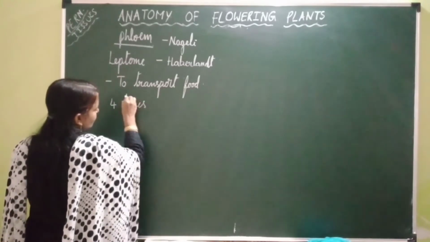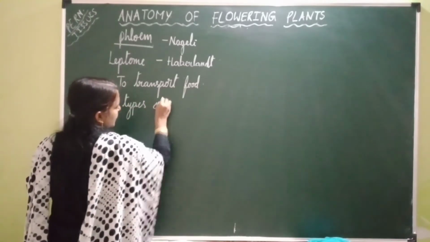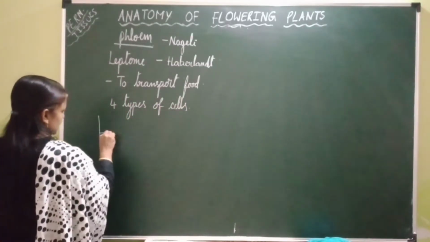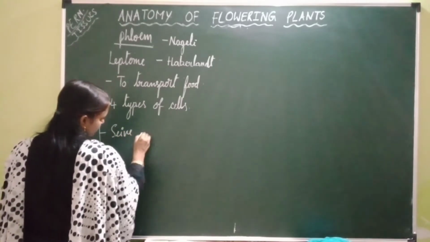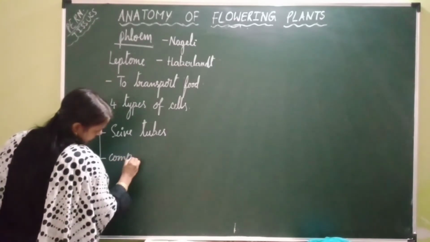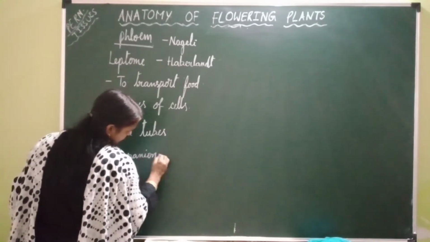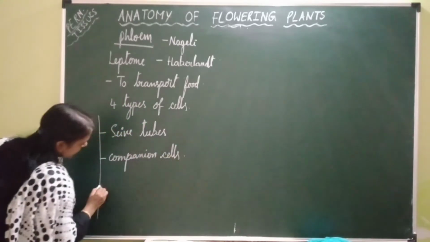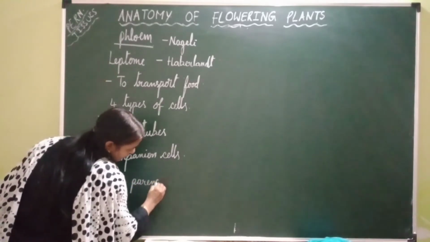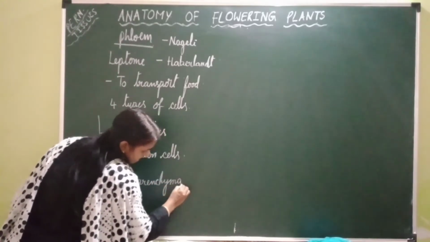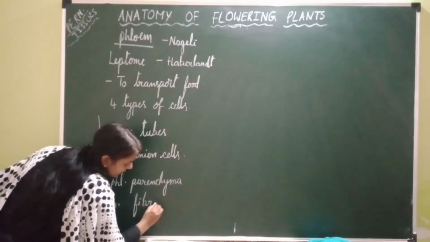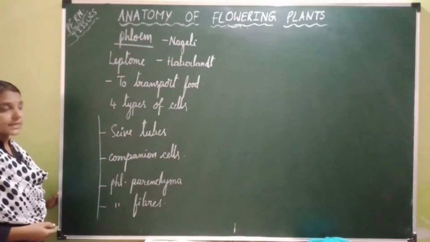This phloem is made up of 4 different types of cells. So phloem consists of 4 types of elements or cells. These 4 types of cells are sieve tubes, companion cells, phloem parenchyma, and phloem fibers. So these are the 4 different types of elements or cells present in phloem.